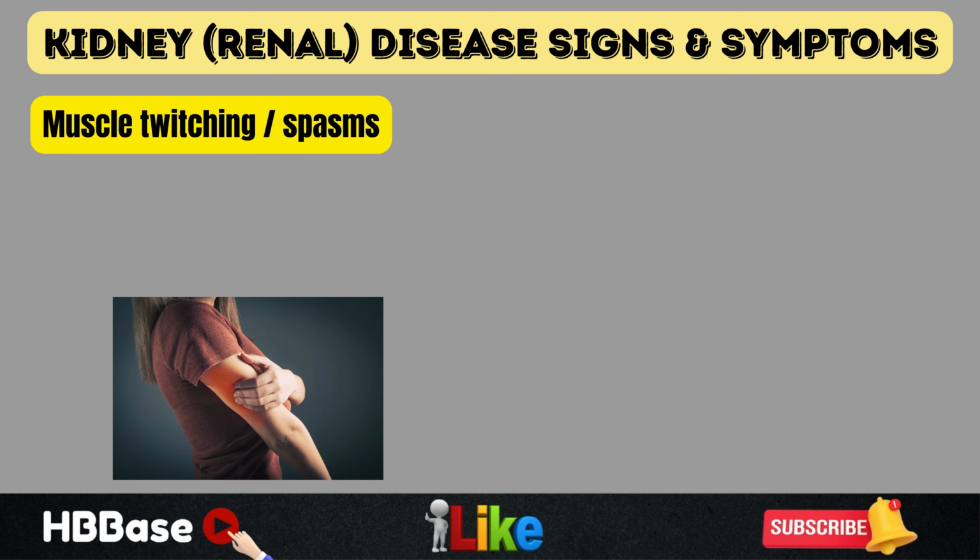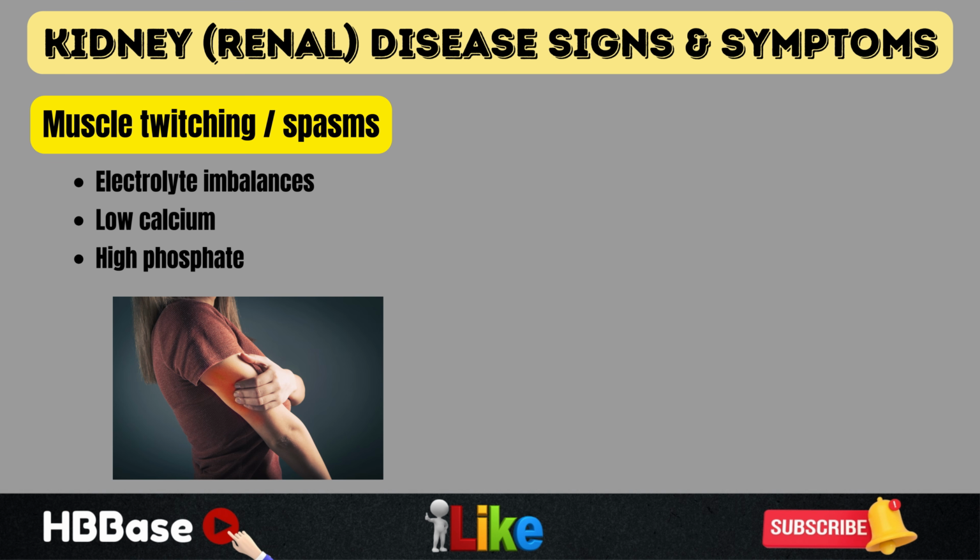The next symptoms that an individual may experience are muscle twitching and spasms. This is often due to electrolyte imbalances. The kidney is very important in balancing a lot of electrolytes in our body, and if there are electrolyte imbalances, this can lead to issues with muscle contractions and spontaneous muscle twitching and spasms. Oftentimes, we can see low calcium and high phosphate with kidney disease, so these can lead to issues with muscle spasms and twitching.